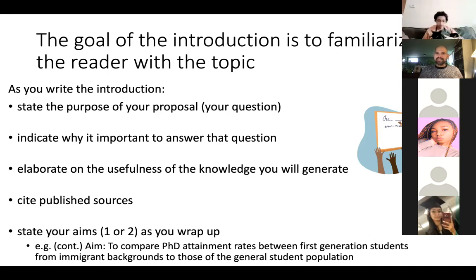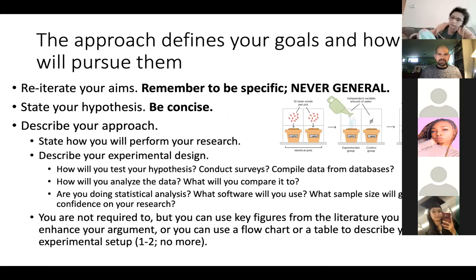So if I have to go back to your document and I just can't remember what it is, I can just go to that last sentence that says aim and read it. All right. Any questions with the introduction?